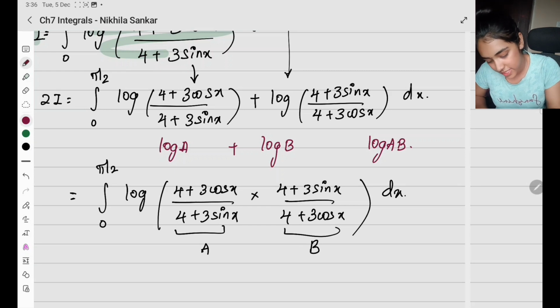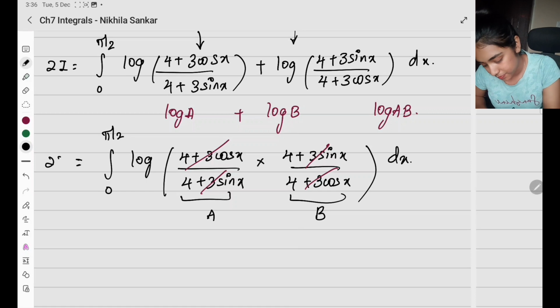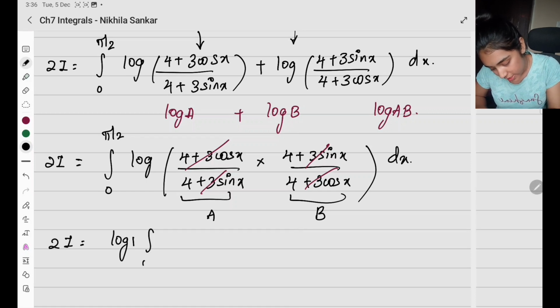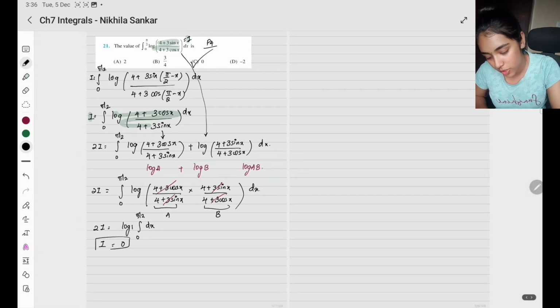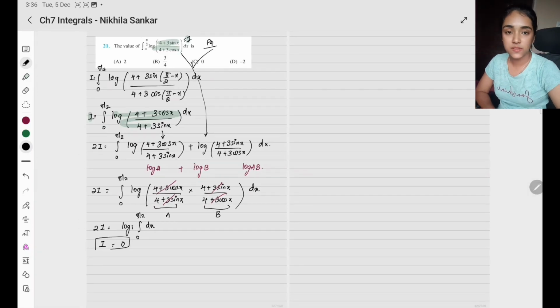So what do I have inside? This gets cancelled and this gets cancelled. So I have log 1. So 2I equals log 1 times integral 0 to pi by 2 of dx, but log 1 is 0. So I equals 0. So the value of the integral is going to be 0, which is going to be option C. Okay. So with this we are done with the chapter integration.